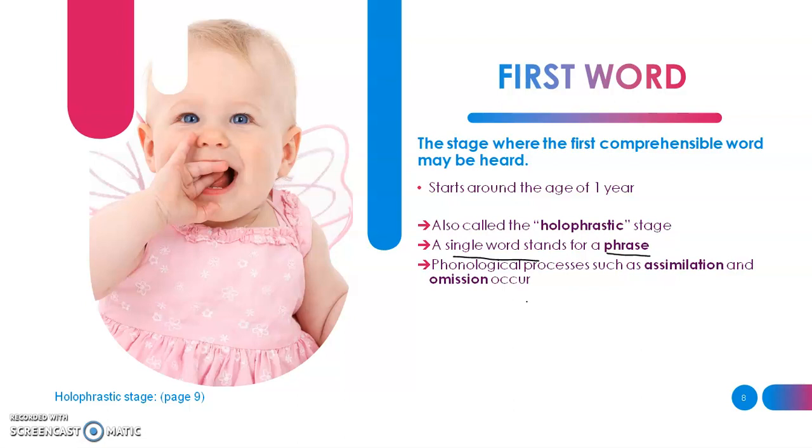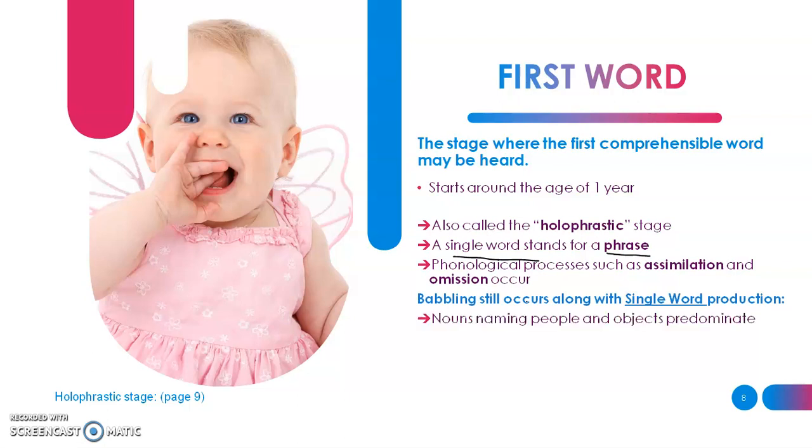Other phonological processes happen during that time. These are assimilation and omission. You may refer to your book or to the Quizlet set I'm sharing for the definitions. I'm not going to explain them again. Babbling still occurs along with single word production. This is the important point I highlighted earlier.